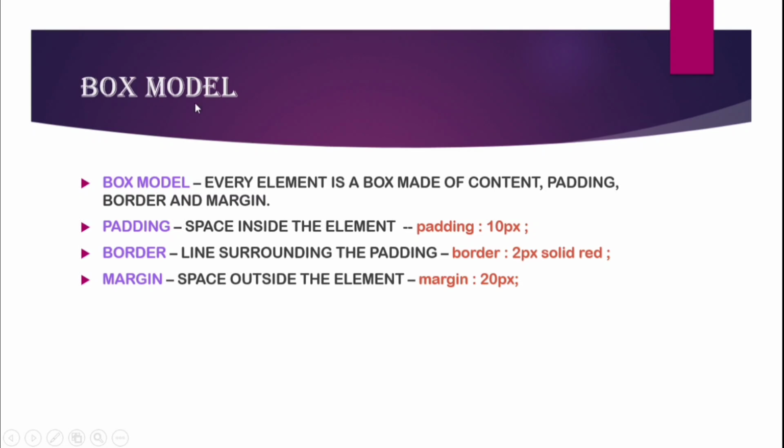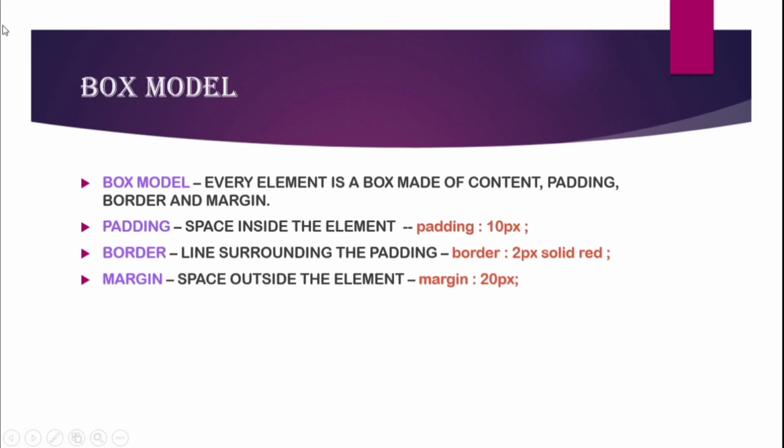Border is nothing but the line surrounding the padding. Whatever the outermost value is, like you can see this is the outermost one, this is nothing but the border of the box model element. Then we have the margin, space outside the element. Whatever space is outside the box, this white space that we have, is nothing but the margin of that particular element.